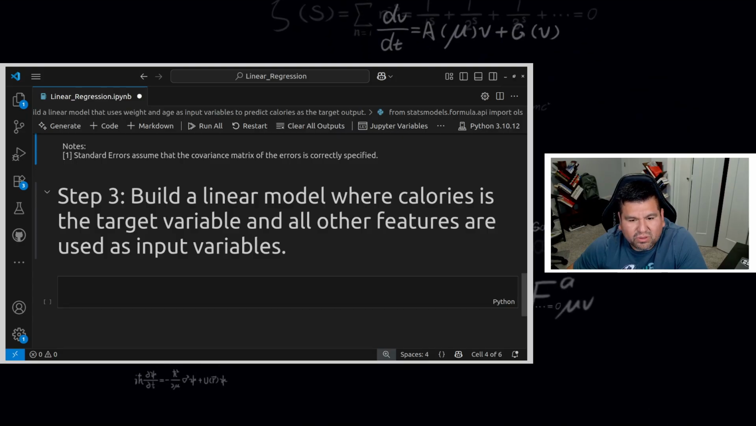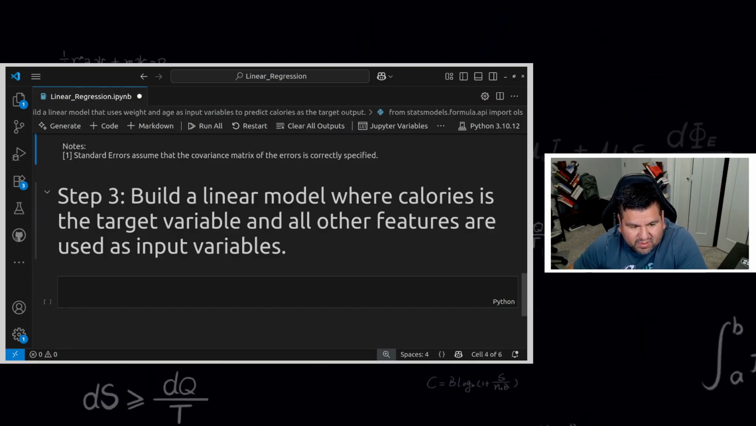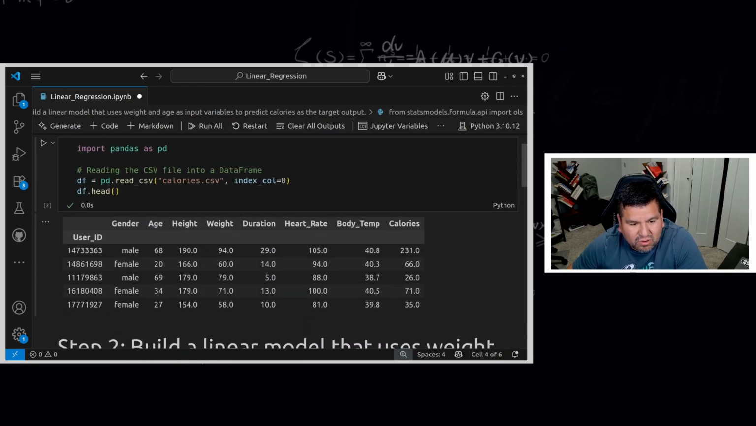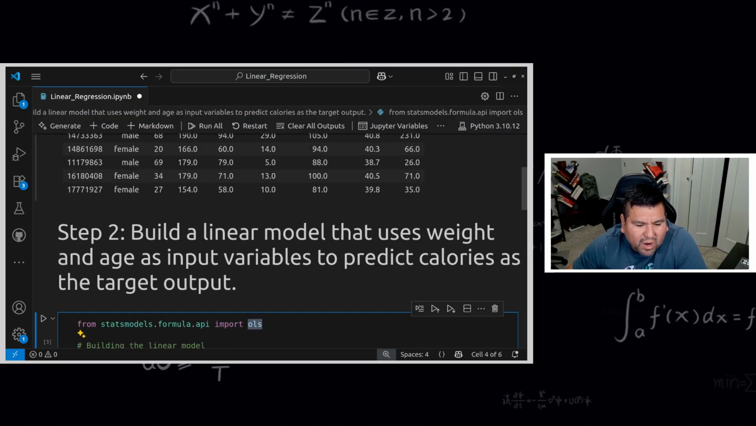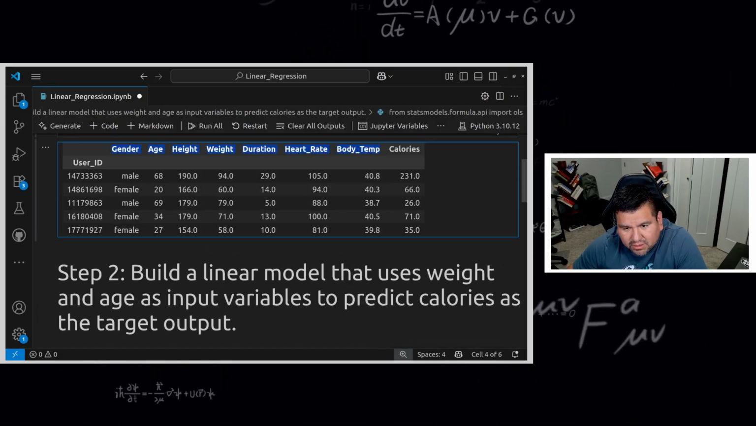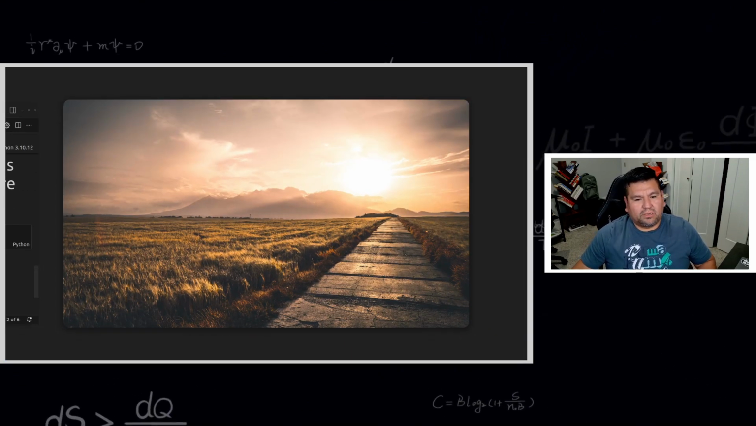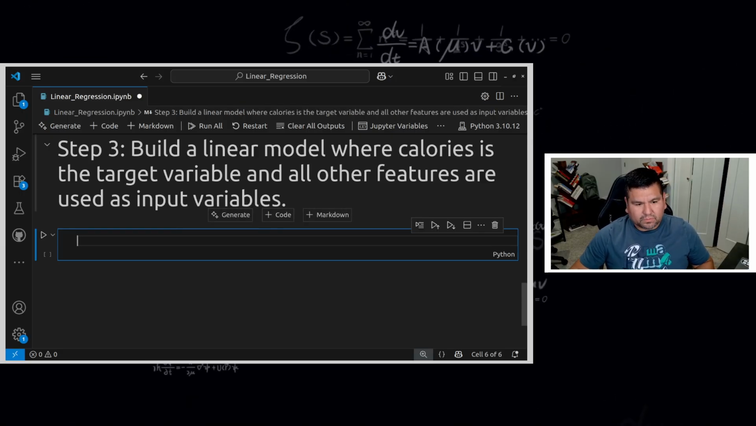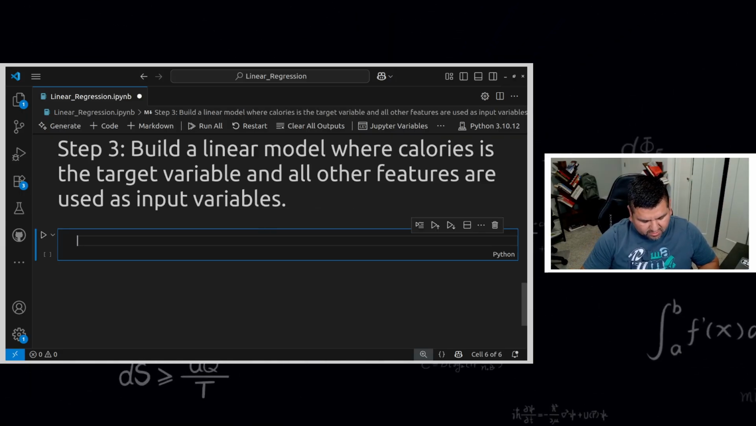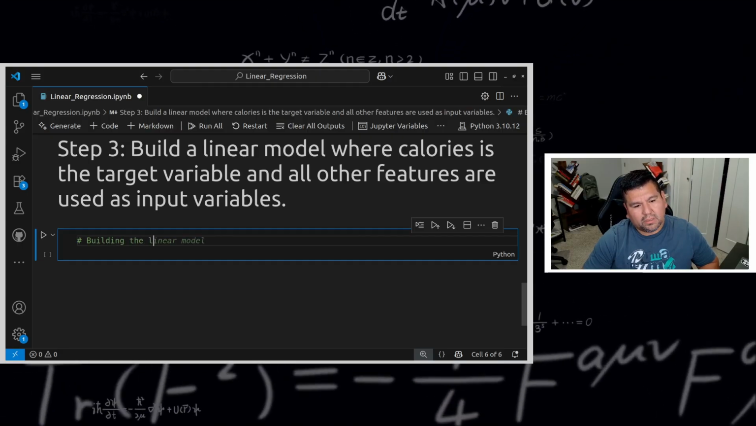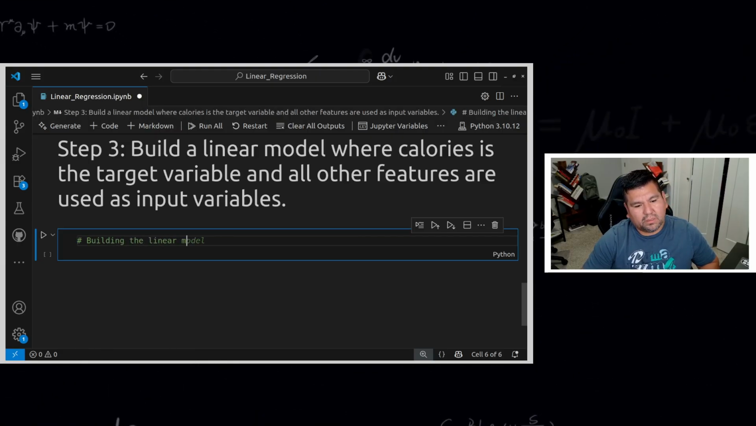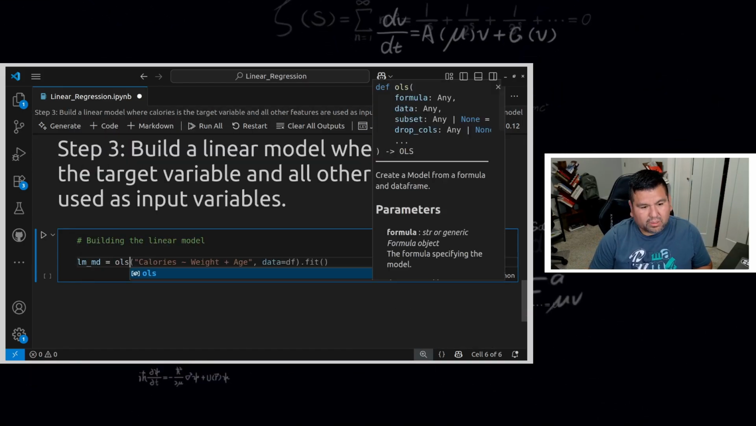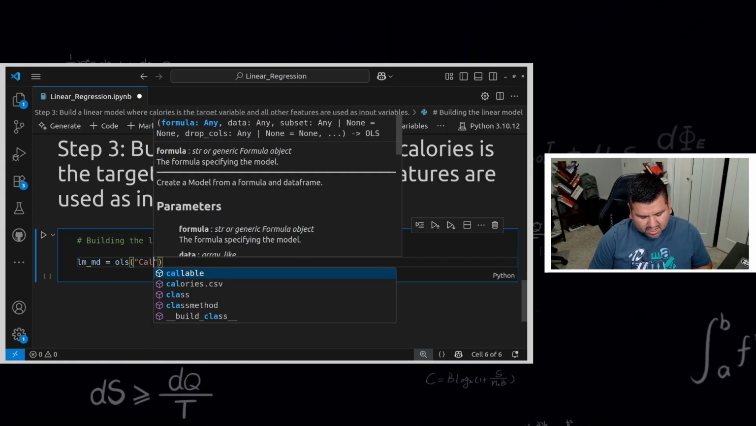So here we're gonna build a model. Now we're gonna use calories as the target variable, and the others are going to be used as the inputs. So instead of only using weight and age, now we're gonna use all of these. Okay. All right. So let me go back here. We start with building the linear model. So lm_md equals OLS. Now here we're gonna have calories.